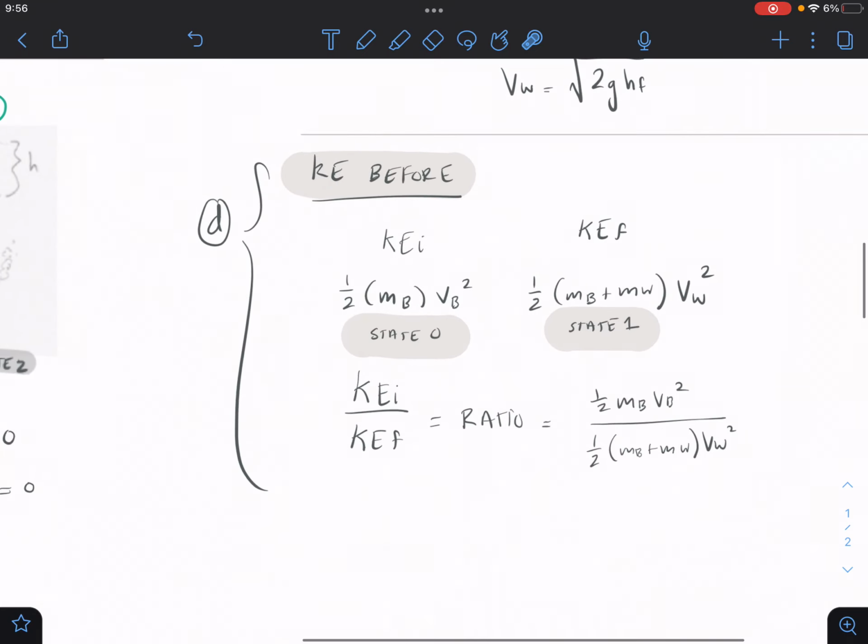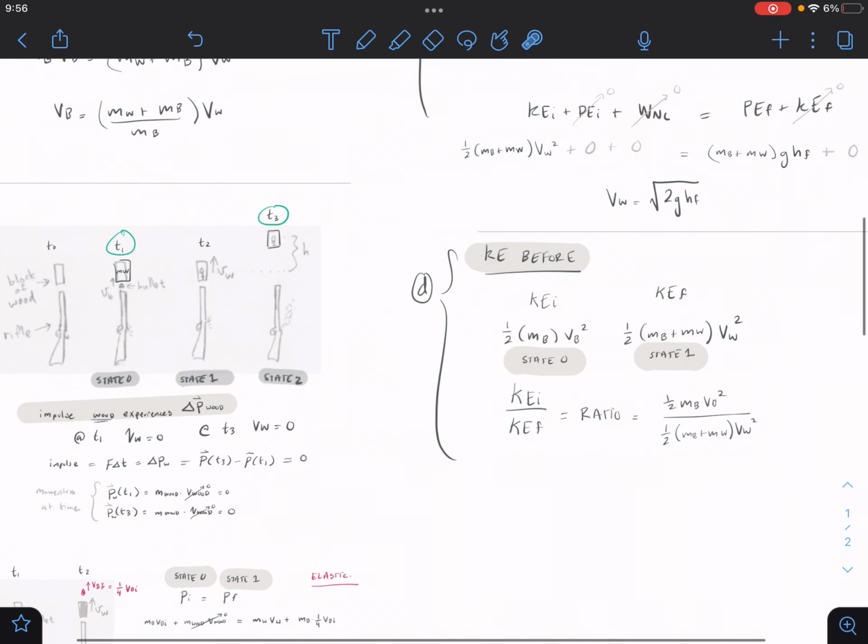So at state 0, for the kinetic energy, we have two separate objects, so we look at both of the masses, and then whatever velocity they might be traveling at.